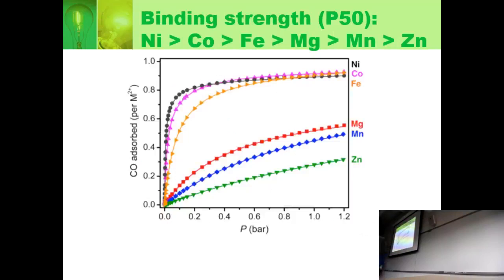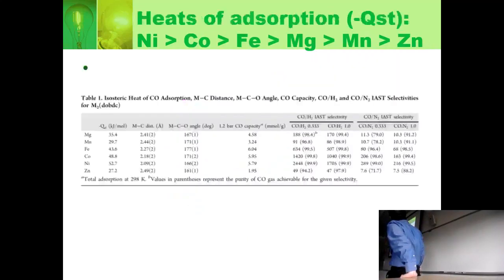And when they do that, they can actually measure the partial pressure of the carbon monoxide and how much is bound to the metal. And you can see that nickel and cobalt, it binds really tightly to. At a very low partial pressure, you get a lot of CO binding. Zinc, on the other hand, is very low binding. So this is much slower and lower binding to zinc. And you can pretty much put them in order. You have nickel on the top, then cobalt, then iron, then magnesium, manganese, and zinc. And they have the numbers right here for the CO binding.